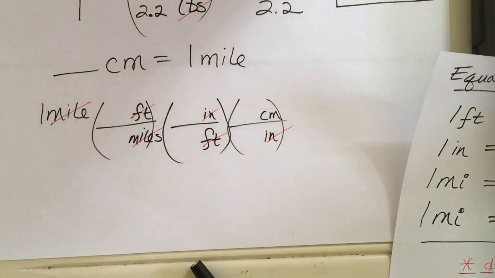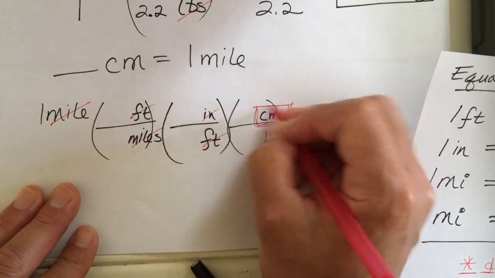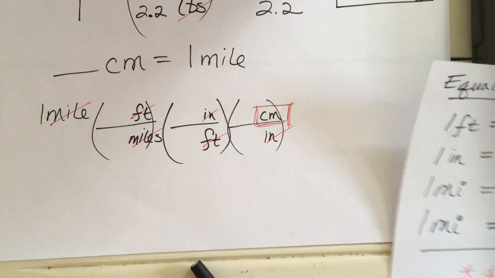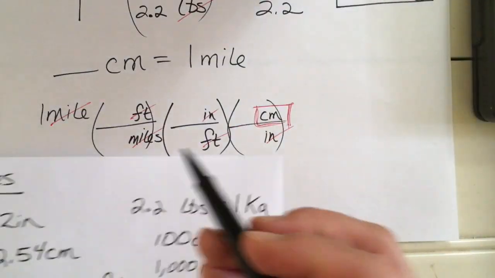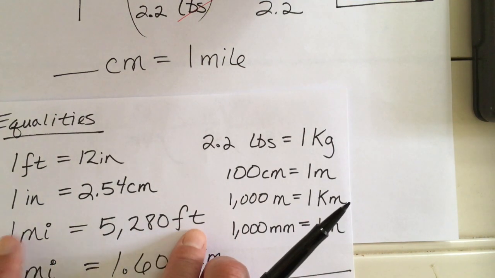And now, how do I know I'm done? Because I have the unit I want, right? I have centimeters. Now I can go back and put the numbers in. Well, what numbers? That's tough to know. Well, feet, I use this conversion factor, feet and miles. Looks like 5,280 goes to feet and 1 goes to mile.